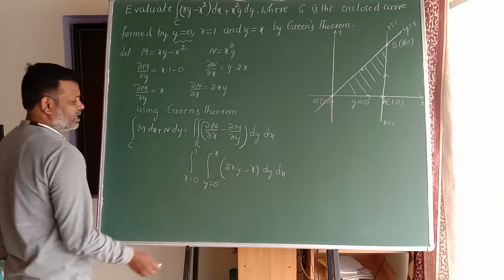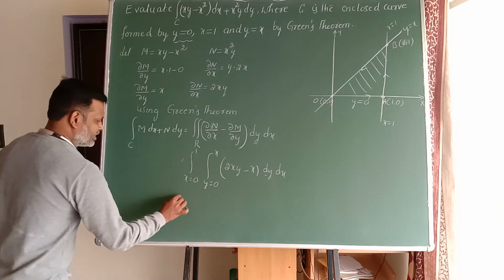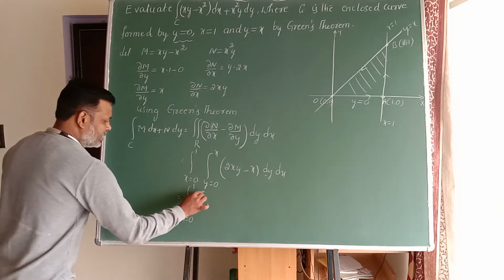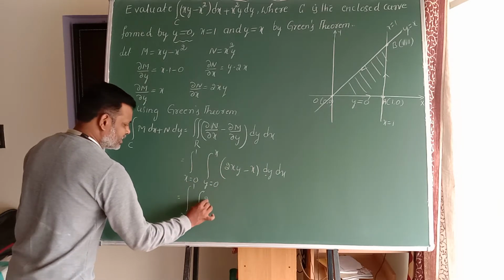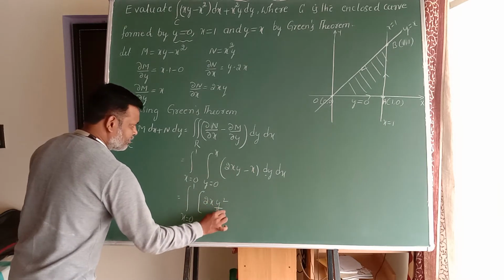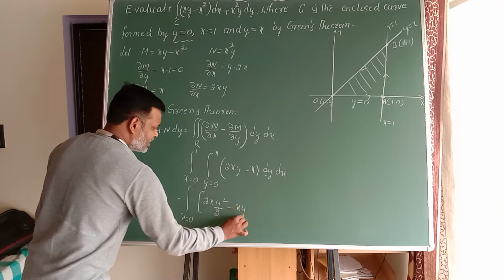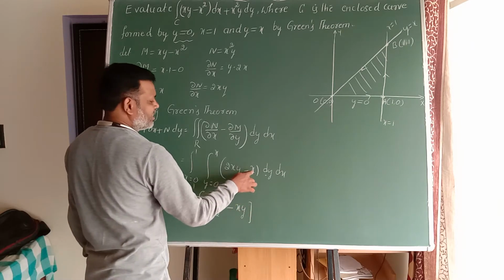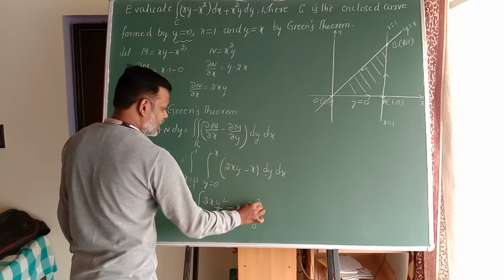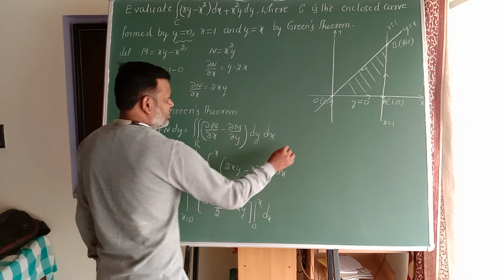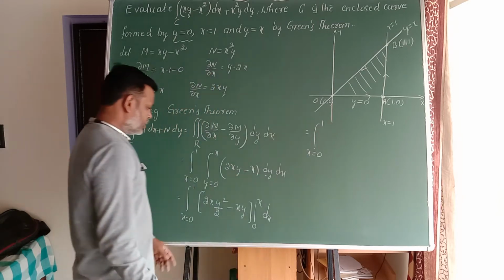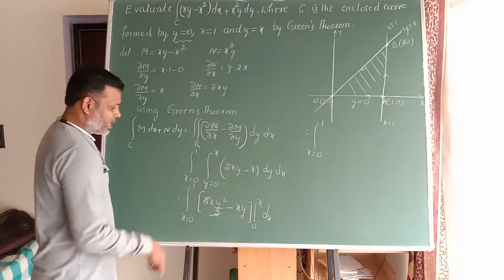First integrate with respect to y. So that is equal to the integral over x from 0 to 1. Integrating 2x into y with respect to y gives y square by 2. Minus x integrate, because x is a constant, constant into y, from 0 to x, dx. Now the remaining thing is x from 0 to 1. So the 2 cancels here, and the 2 cancels here.